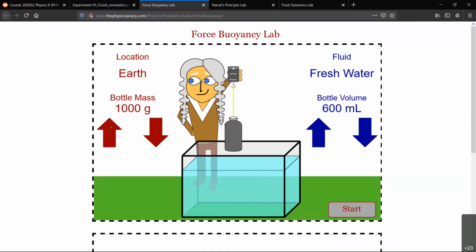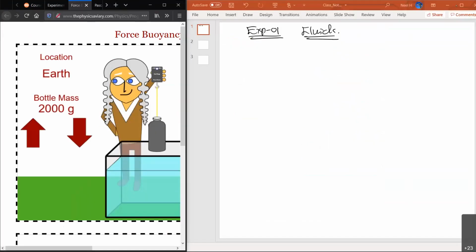And then bottle mass, you can increase. You can see the upper limit is 2000. The lower limit is, I think, you can go to 100. So we can keep it at the upper limit, 2000. That's easy for everyone. If you're using different numbers, that's totally fine, but make sure you write it down on the data table properly. Okay, then let's take a look at how we're going to do this simulation to understand the Archimedes principle.